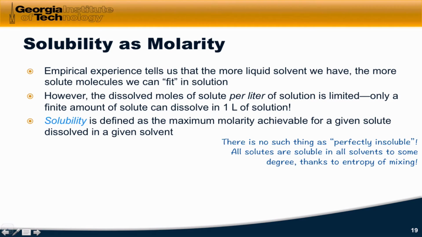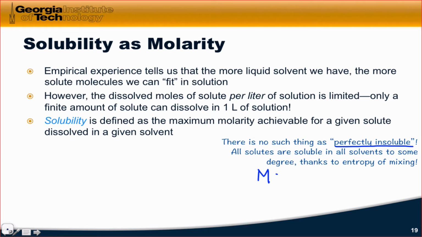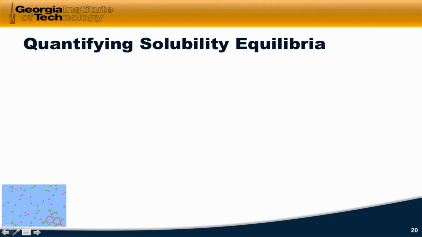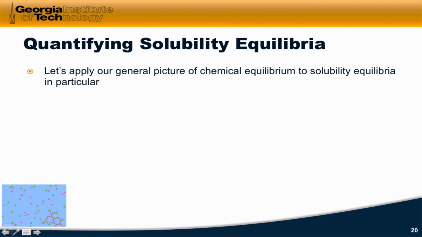We alluded to this last time, but just to remind us, remember there's no such thing as perfectly insoluble. That means that the solubility of a solute, let's call it M, is necessarily greater than 0 moles per liter. All solutes are soluble in all solvents to some degree. We now know how to quantify solubility by thinking about the maximum number of moles of a solute that can dissolve in a particular solution.